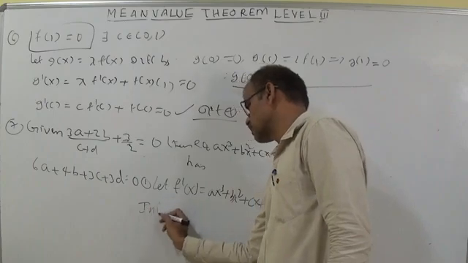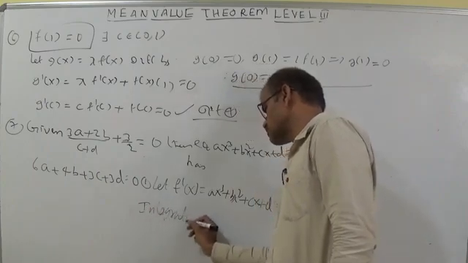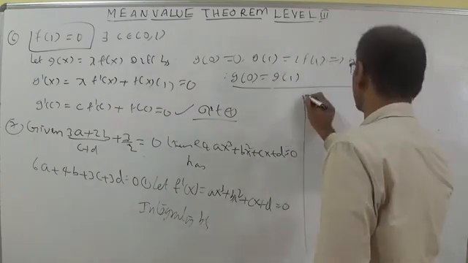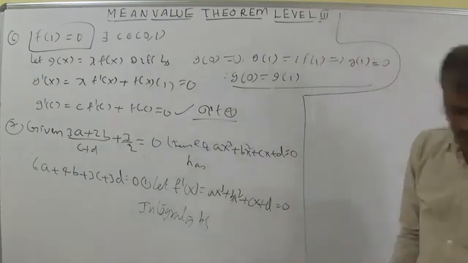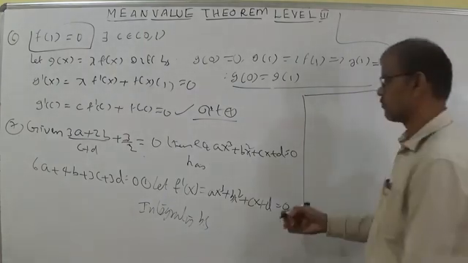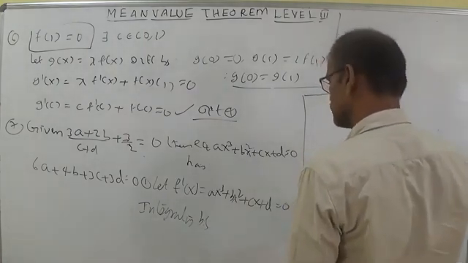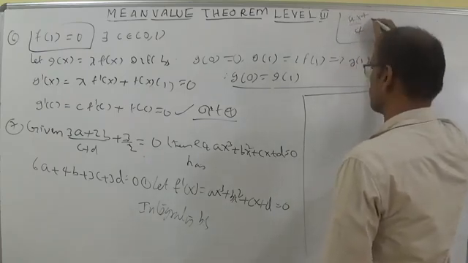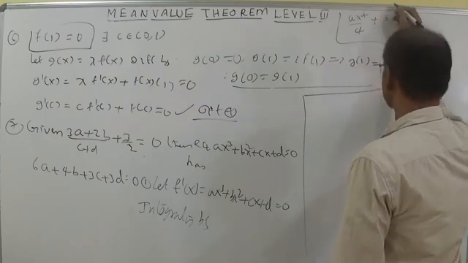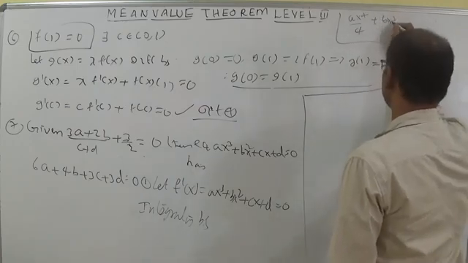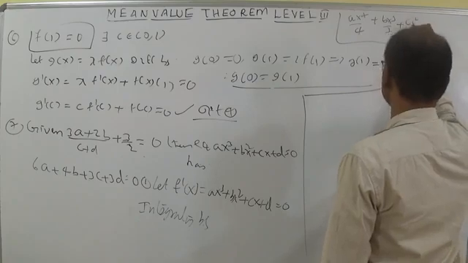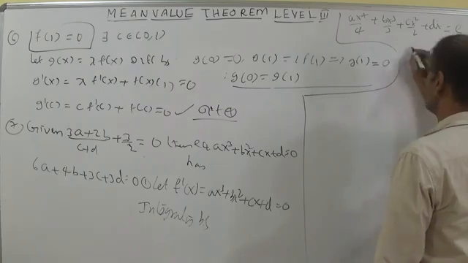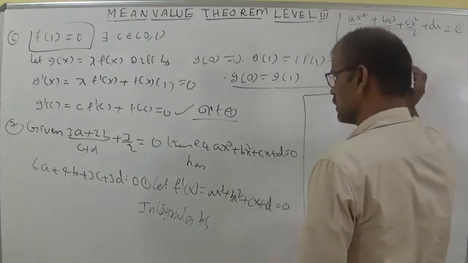Integrating both sides, we get the integration of ax cube, which is ax power 4 by 4, plus bx cube by 3, plus cx square by 2, plus dx, equal to some constant e.